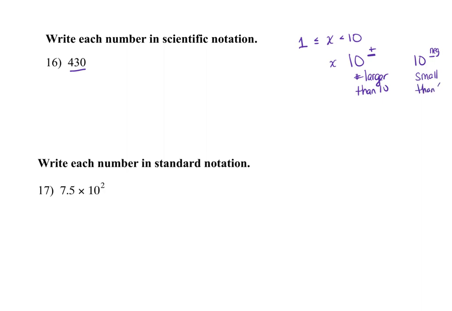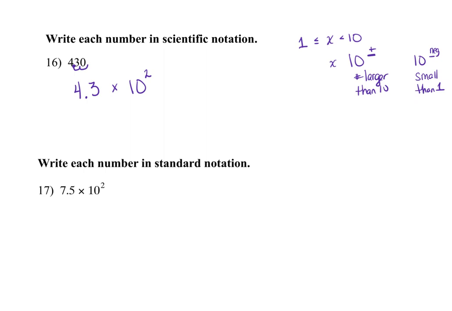Smaller than 1. And so if I look, 430 is larger than 10. So I am going to see how many places I need to move it to get it between 1 and 10. So I need to move my decimal over 2 places to get that between 1 and 10. That would make it 4.3. And because I moved it 2 places and it was larger than 10, it's to the positive 2 power.